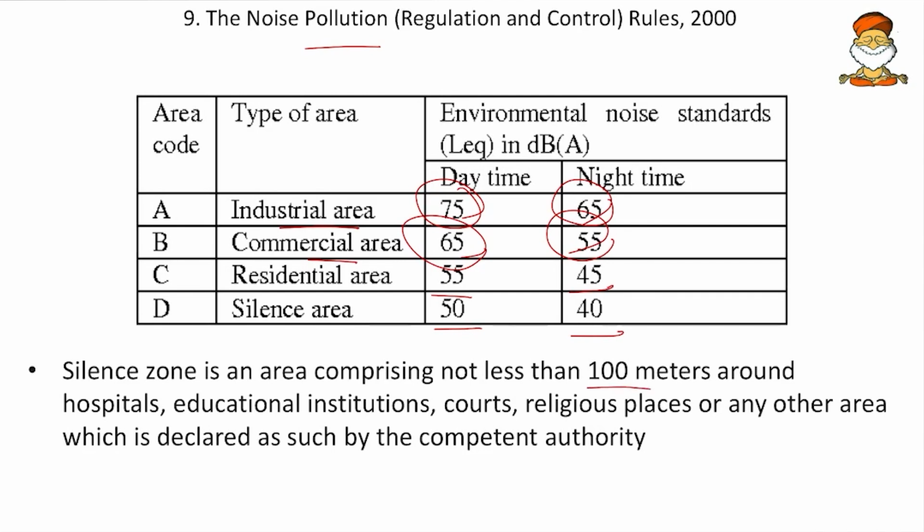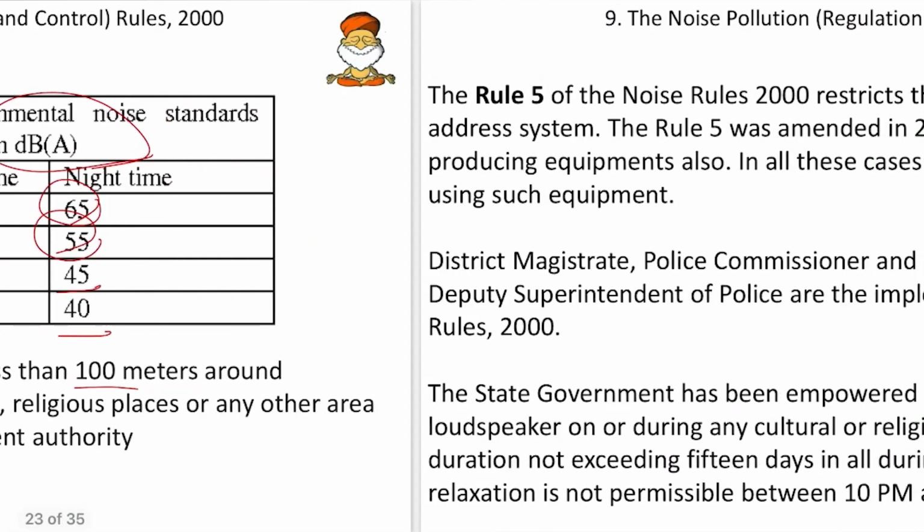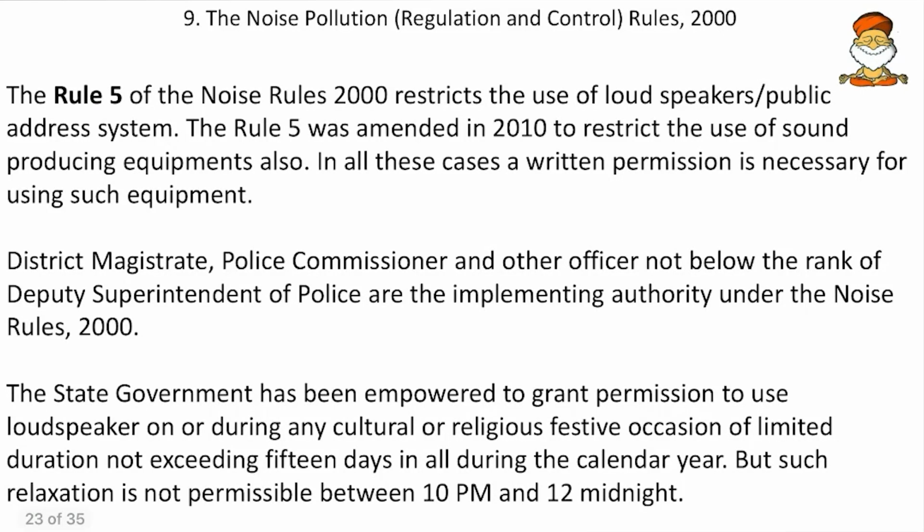The silent zone is an area comprising not less than 100 meters around hospitals, educational institutions, courts, etc. So a silent area is where silence is a demanding criterion. Friends, when we study all these, remember that sound is measured in terms of decibels. As a matter of science and tech, we remember that fact as well.